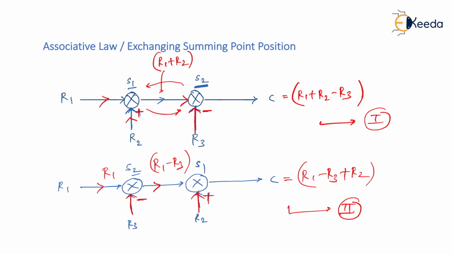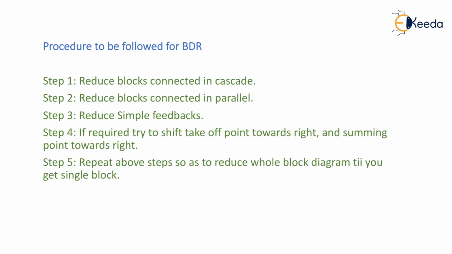Associative law is applicable whenever you are summing something, right? Therefore, this is applicable. But please remember, there shouldn't be anything in between. I mean, if there is some block in between two summing points, then you cannot change their positions. Their positions can be changed only when there is nothing. I repeat, there is nothing present between summing point 1 and summing point 2. I hope you have understood all the laws. And since now you have understood all the laws, you have to see what is the procedure to be followed for a block diagram reduction.